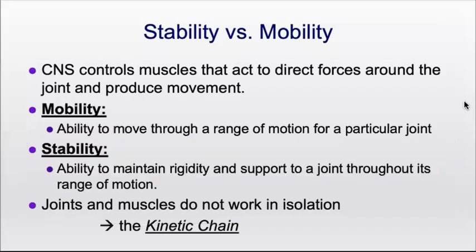Luckily, we have these two systems, the muscular and the osseous or the bone structure, that work together to achieve both of these things. So we use our central nervous system to control those muscles around joints in order to direct forces to produce the required amount of movement. We've also got other structures like ligaments, tendons, joint capsules, all these things that help to provide stability to joints that may be mobile.